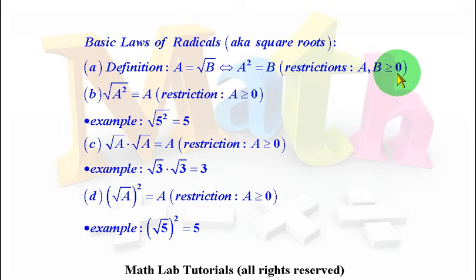If B happens to be less than 0, by the way, B is called the argument of the square root. The inside of the square root is called the argument. Often we abbreviate argument as arg, A-R-G. So when the arg is less than 0, for example, if B happened to be -1, the square root of -1 is undefined because we cannot think of any number whatsoever such that something squared will give us -1.